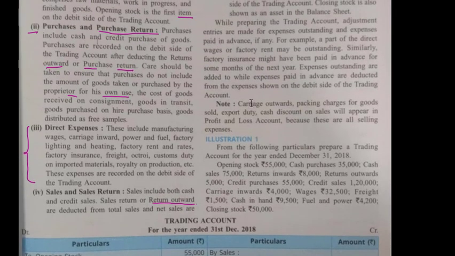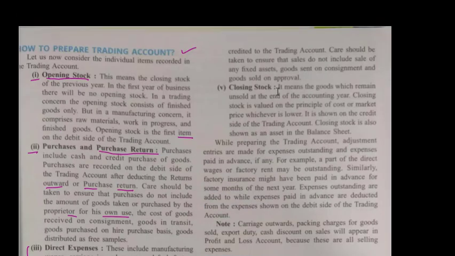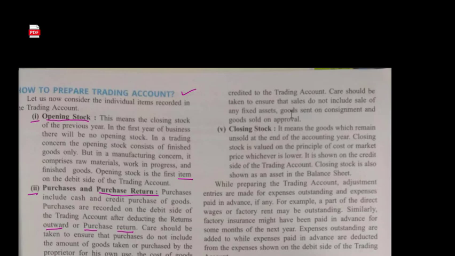Return outward, here it should be return inward. This is not return outward, it should be return inward. Return outward means I purchased and I returned, so it is return outward. But if someone else purchased and he is returning, so it is return inward. So the return inward I will deduct from the total sale. So total sale and return inward are deducted, and the net sales credited to the trading account.